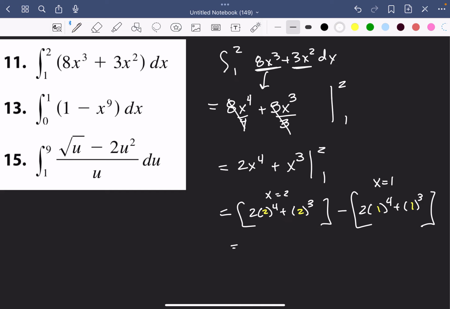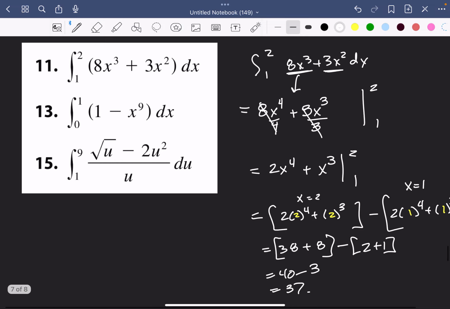Well, that's going to end up giving you 32 plus 8 minus 2 plus 1. It's going to be 40 minus 3, which is 37. Okay. Now, remember, we went from here to here by the fundamental theorem of calculus, part 2, because that was the really helpful tool that we had.